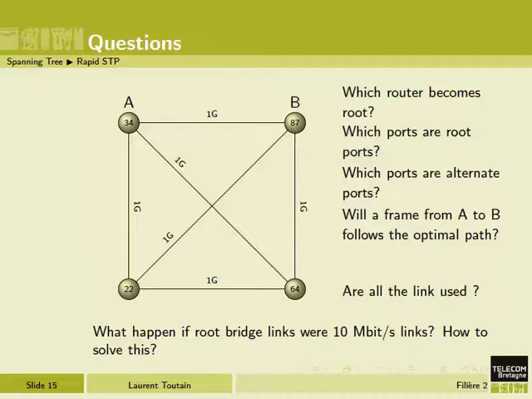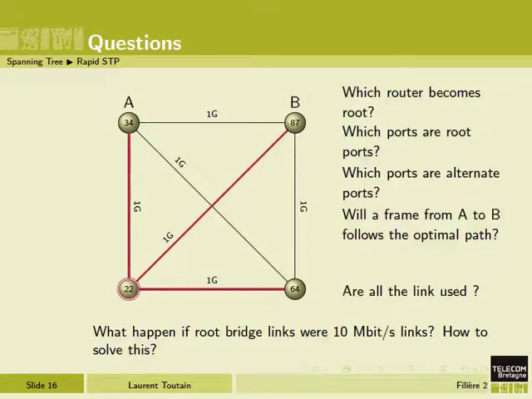So, which will be the root? 22 is the smallest. Every bridge here will send its identity, and everybody will agree on the smallest value. So 22 will be the root. Which port? Root port. That's also obvious.